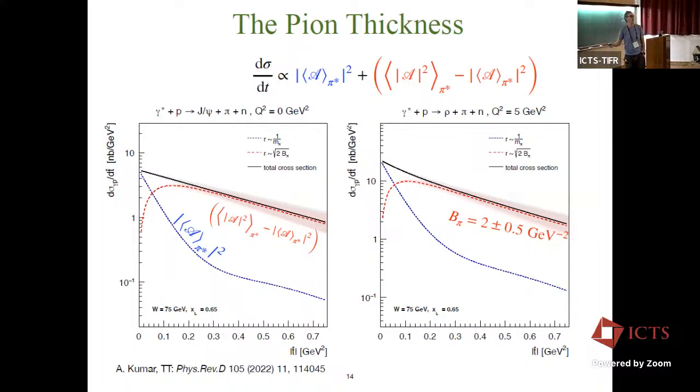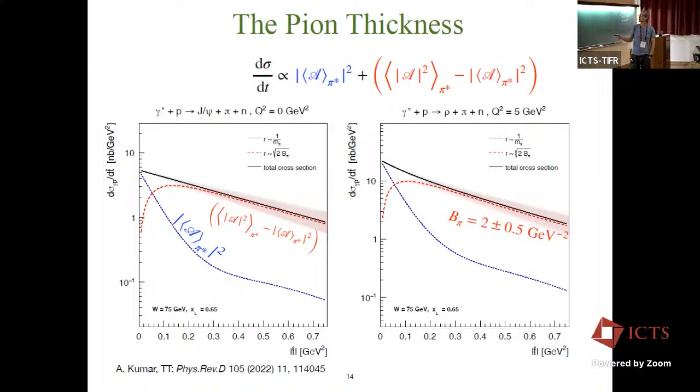So this is a prediction for what we could see, for example, at HERA or the EIC. And we see that it looks like it's one slope, but it's actually a combination of two slopes. Here we use the size of the pion as 2 inverse GeV squared plus minus 0.5. Kind of an educated guess, since there's no real measurement of that yet.